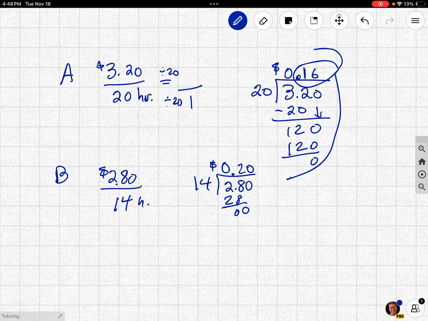I want you to pause the video and do the guided practice problem number 4 at the bottom of page 171 by yourself to see if you get this, and then turn the video back on to see if you got it right.